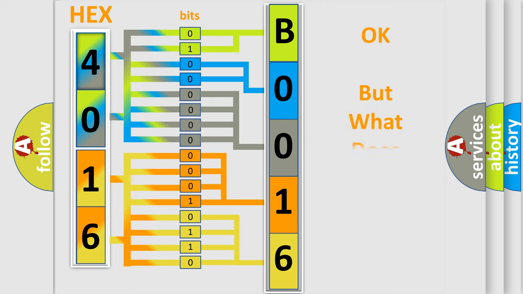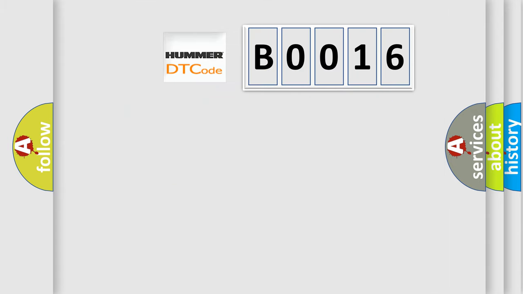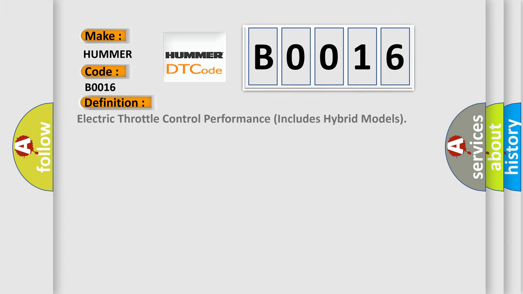The number itself does not make sense to us if we cannot assign information about what it actually expresses. So, what does the diagnostic trouble code B0016 interpret specifically for car manufacturers? The basic definition is: electric throttle control performance, includes hybrid models. And now this is a short description of this DTC code.